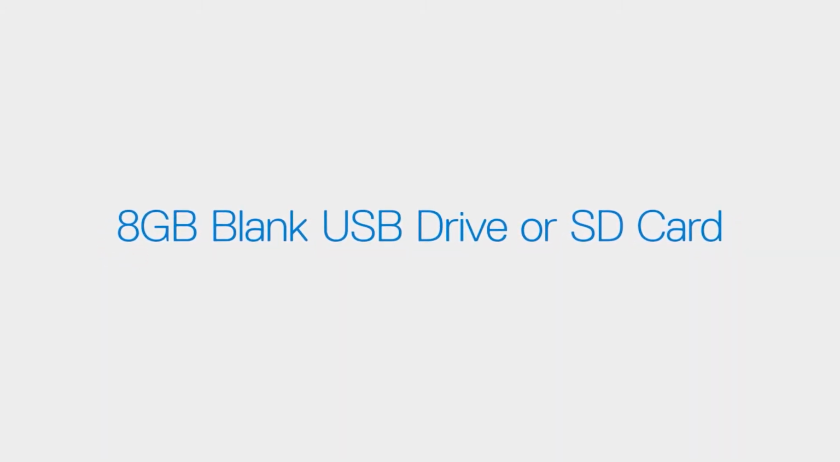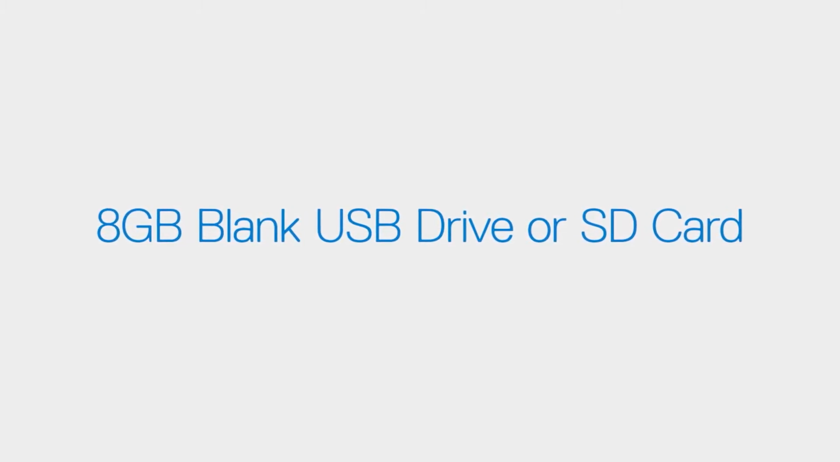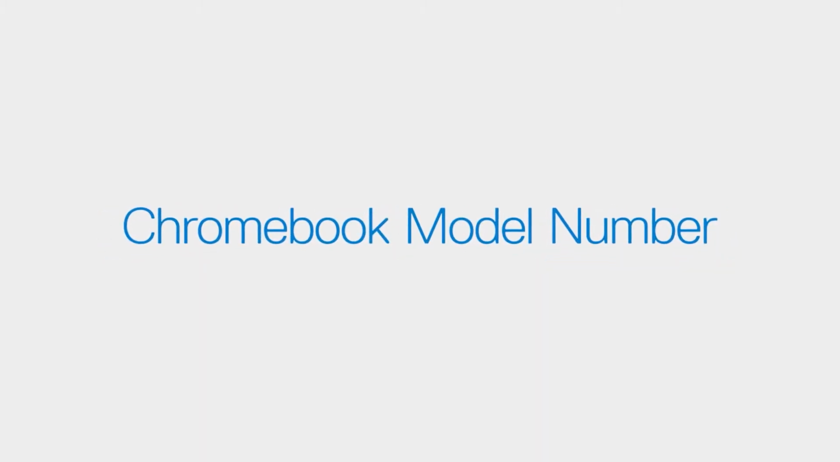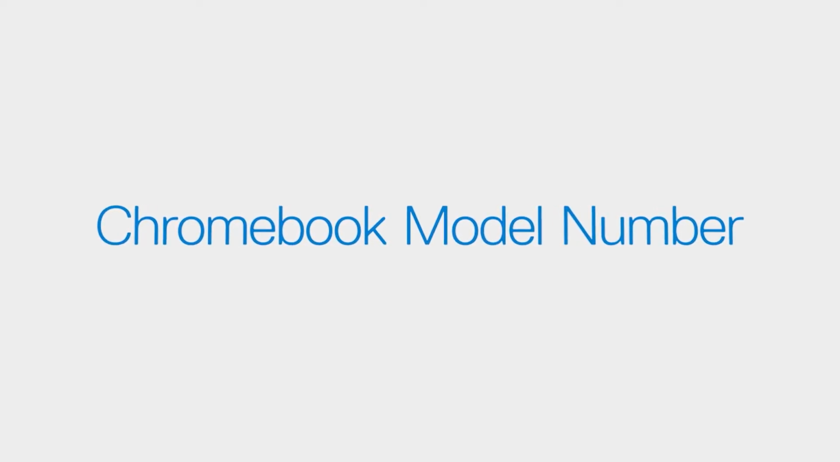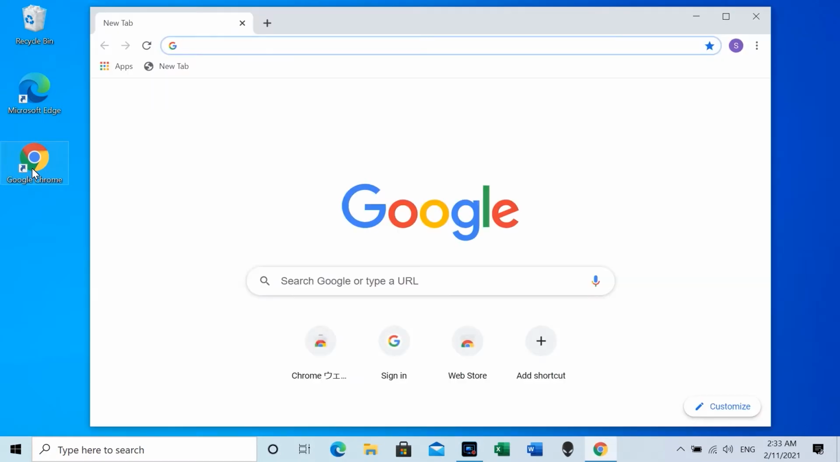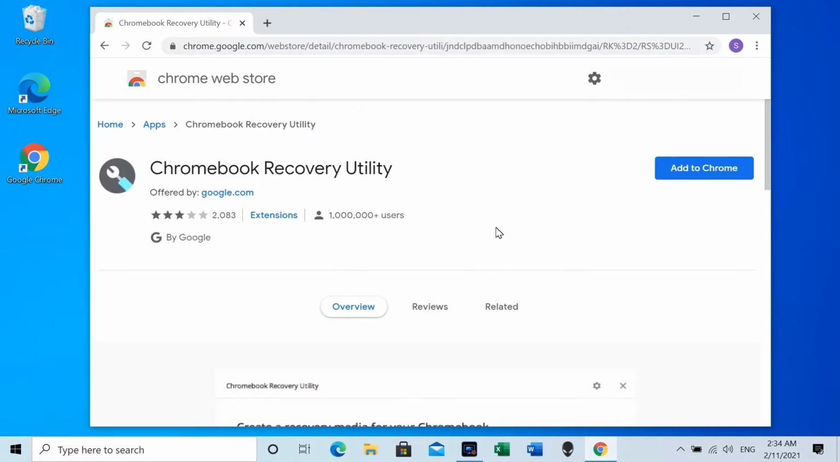Before starting this process, you need a blank USB drive or SD card with at least 8 gigs of space, and you also need to know the Chromebook model number for the system on which you are performing the recovery. The first step is to download the Chromebook Recovery Utility app from the official Chrome Web Store and launch the app.